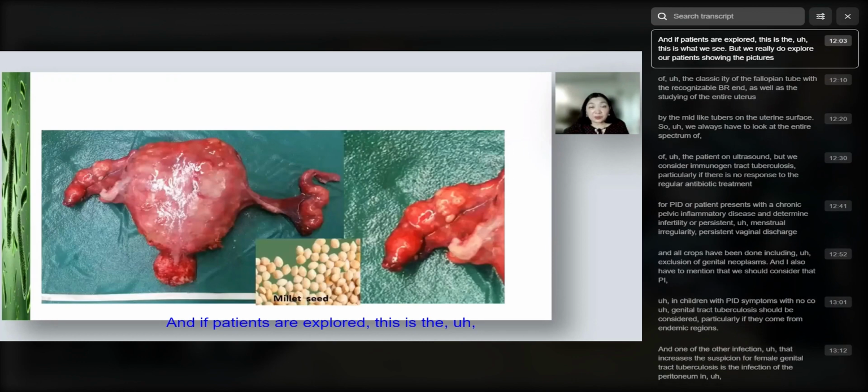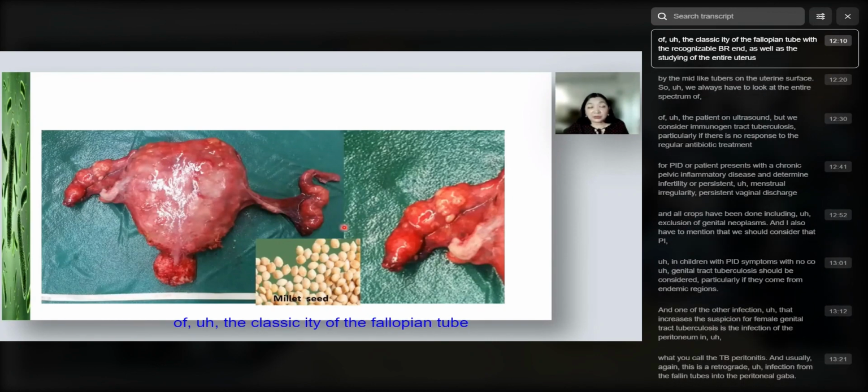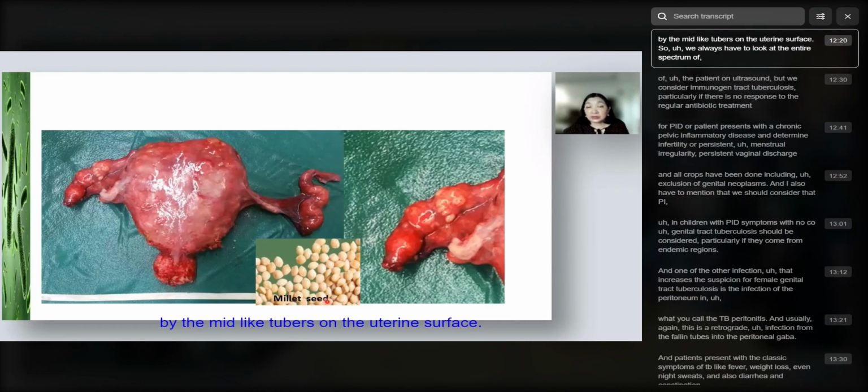And if patients are explored, this is what we see, but we really do explore our patients, showing the pictures of the classic tortuosity of the fallopian tube with the recognizable fimbriated end, as well as the studding of the entire uterus by the millet seed-like tubercles on the uterine surface.